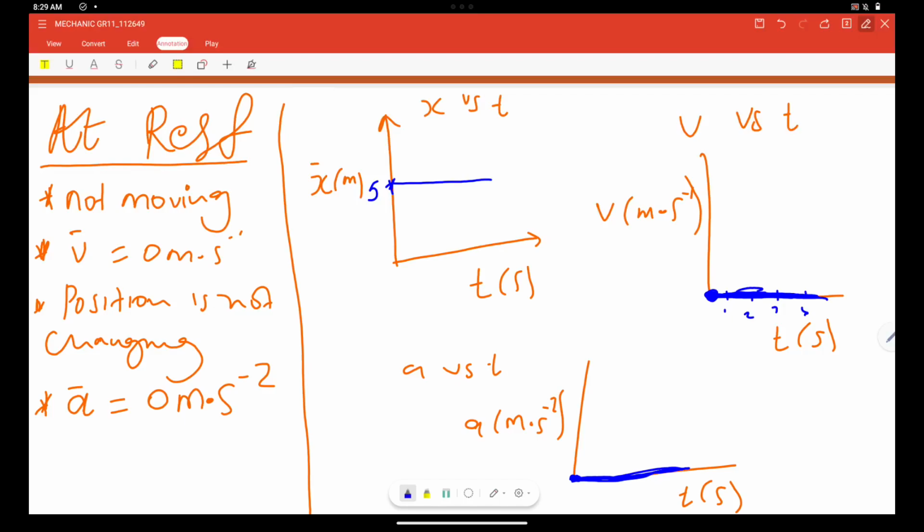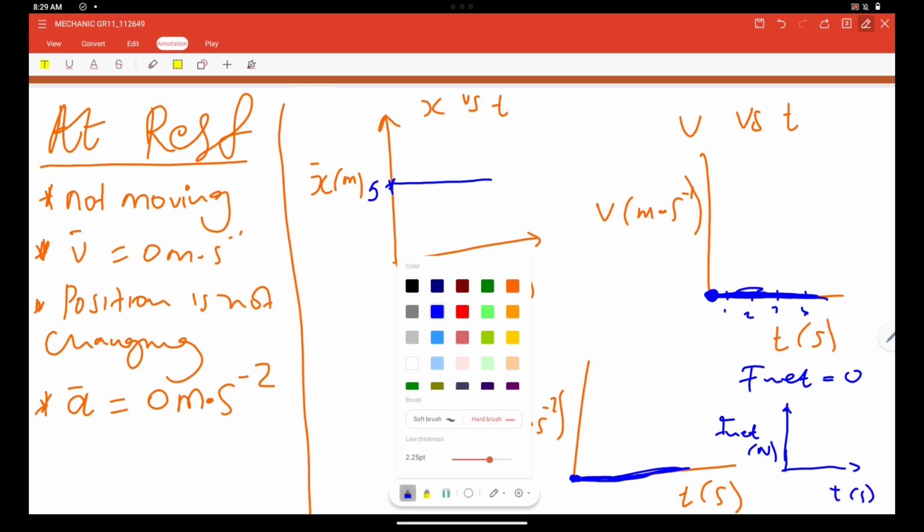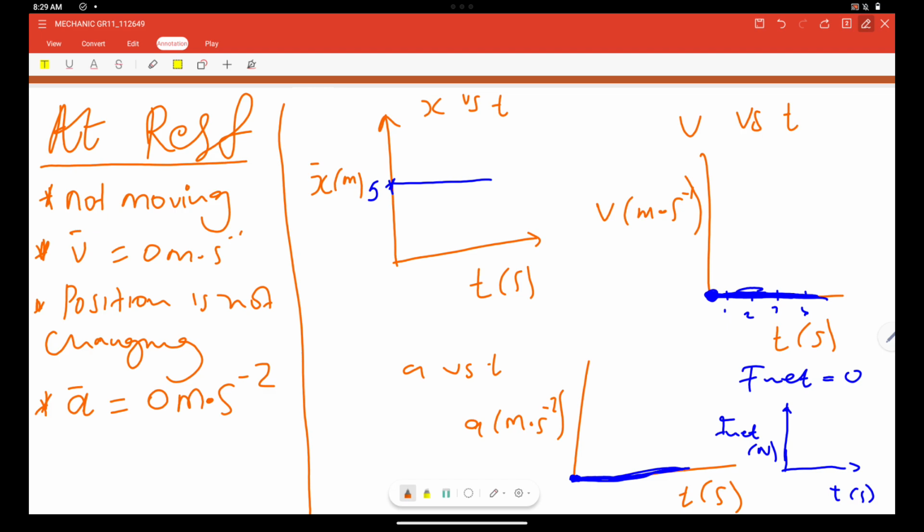Remember, we have just said that for an object that is at rest, F net is equal to 0. So we can plot the graph of net force as a function of time. So F net in Newton as a function of time in seconds. You can try to predict how the graph would look. So that's how the graph is going to look. Yippee!